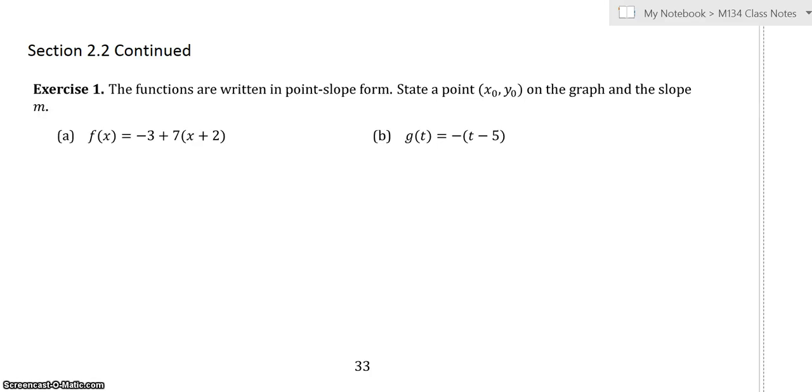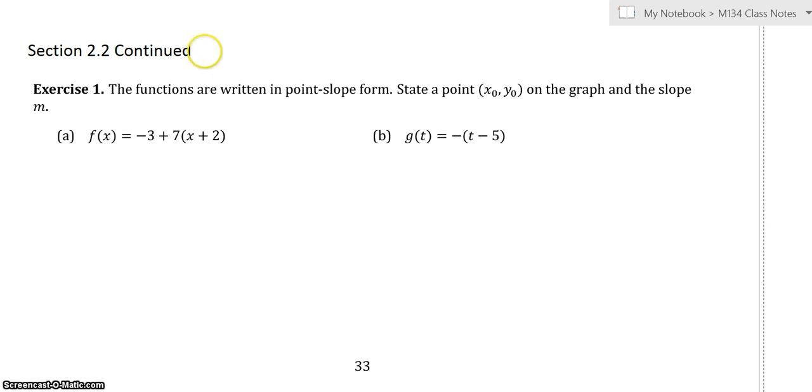In this video, we are going to continue with section 2.2. We're going to start with exercise 1 on page 33 of your class notes booklet. Let's go ahead and do number 33 together. The functions are written in point-slope form. State the point on the graph, x naught, y naught, and the slope, m.